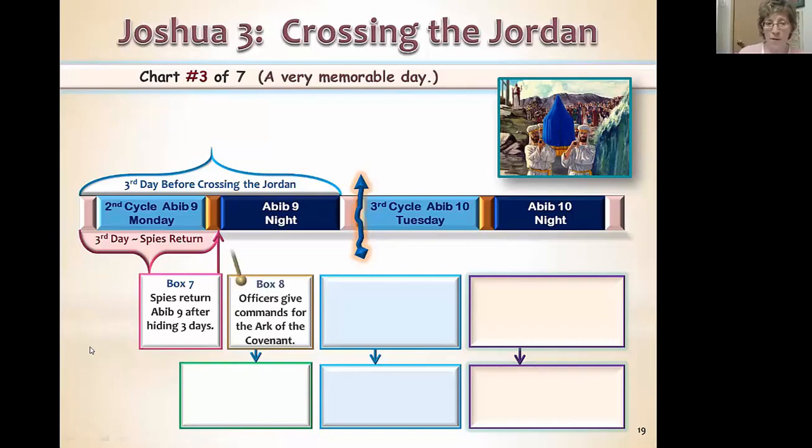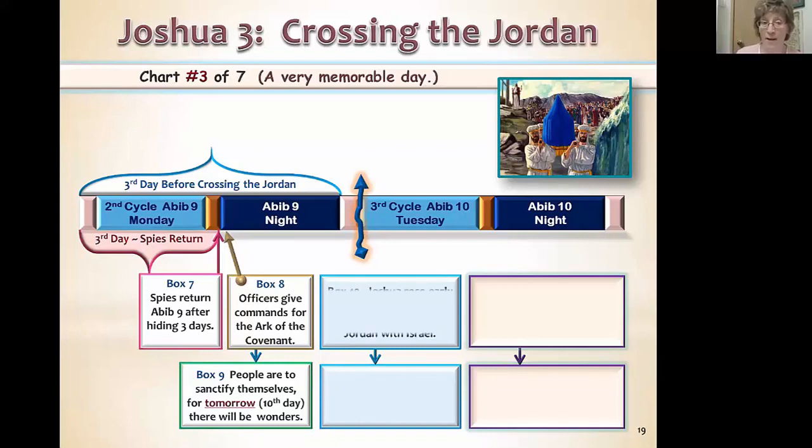And the officers then immediately begin to give commands for the Ark of the Covenant. And the people are told to sanctify themselves because tomorrow, that's the 10th day of the month, there's going to be wonders. So they're saying, everybody get ready. It was a very busy Monday night, or Abib 9 night.